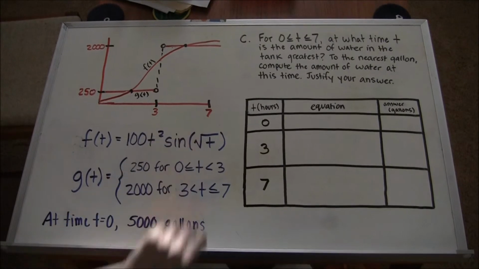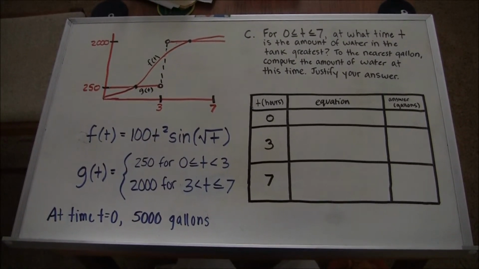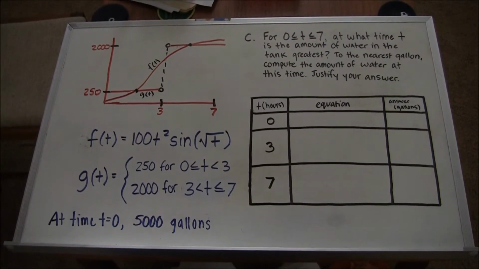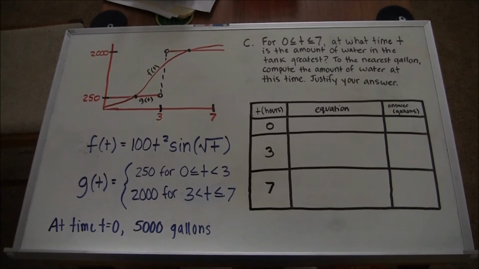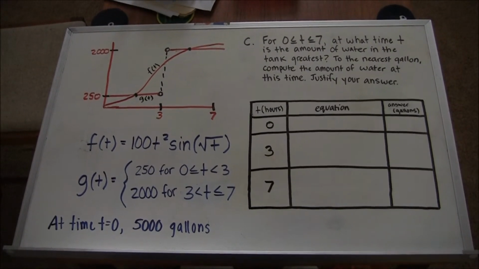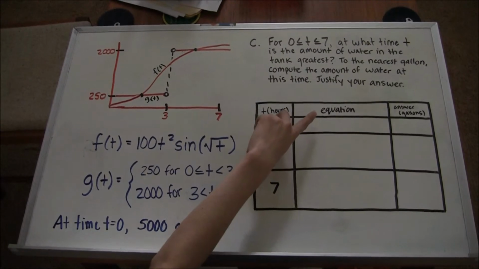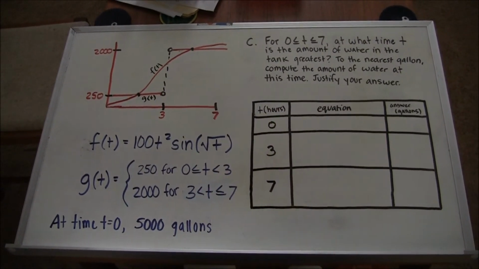With this relative maximum, we must also consider the endpoints, t equals 0 and t equals 7. To identify the absolute maximum among these conditions, we must find what the amount of water would be at those values we've found. Create a table to organize your work with 3 columns labeled, from left to right, t in hours, equation, and answer in gallons.